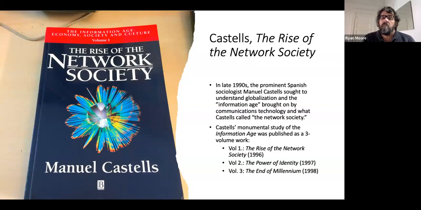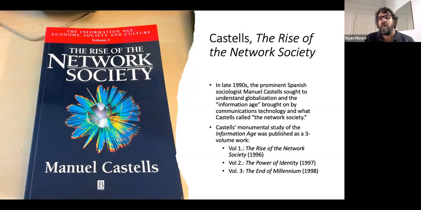An especially influential sociology text that was written during this era by a Spanish sociologist by the name of Manuel Castells really tried to understand globalization and what he called the information age as it had been brought about by communications technologies, and what Castells called the network society. So he published this trilogy, this three volume work that he called The Information Age, that looked at different dimensions of the information age and the network society.